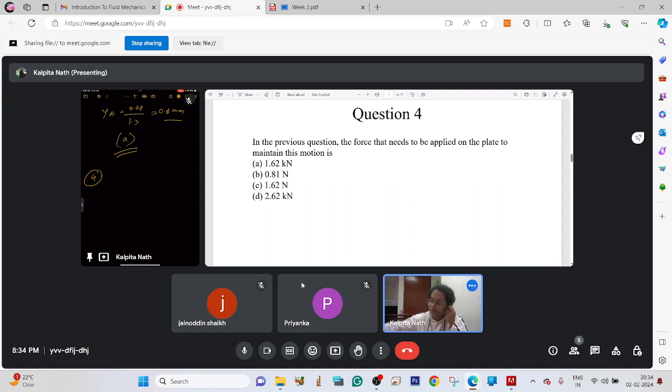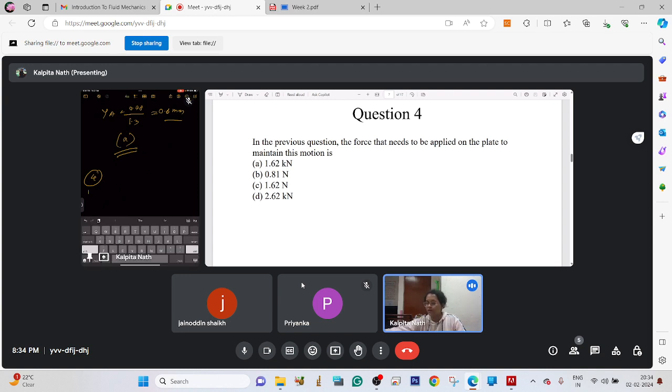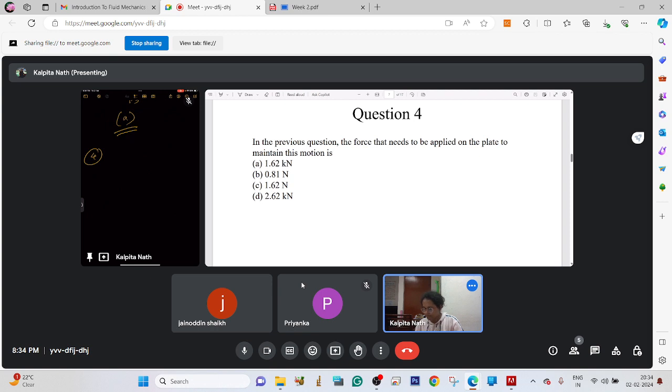Have you solved this? Anyone? 1.62 Newton. 1.62? It will be kilonewton. Just check your unit balance. Oh, no, no. It will be Newton only. Correct, I'm wrong. It's millimeter, right? I was considering it micro. Okay, let's solve this then. So it's option C, right?